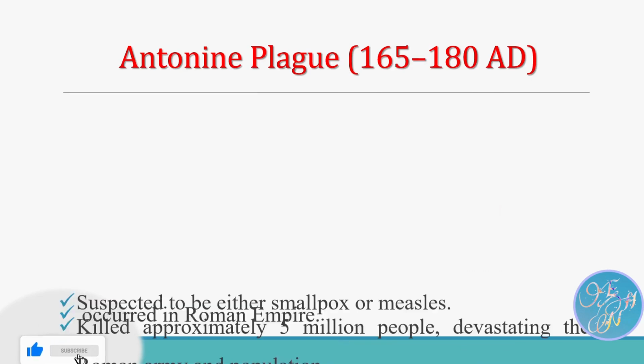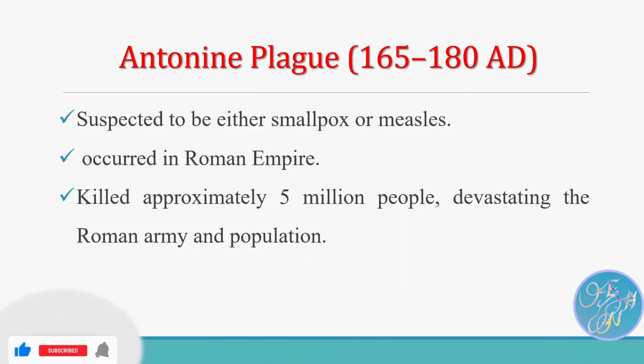First, the ancient pandemics. Our first stop is ancient Rome. Have you ever heard of the Roman Empire? Well, in 165 AD, during the reign of Marcus Aurelius, a mysterious illness called the Antonine Plague swept through the empire. Historians believe it might have been smallpox or measles. This pandemic killed around 5 million people.